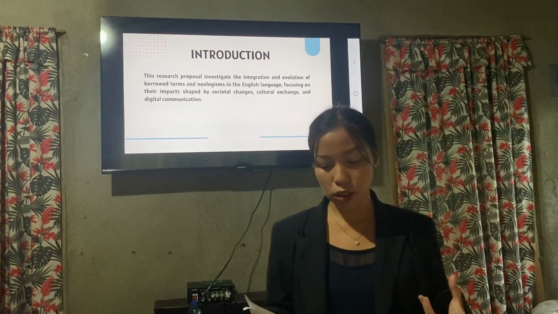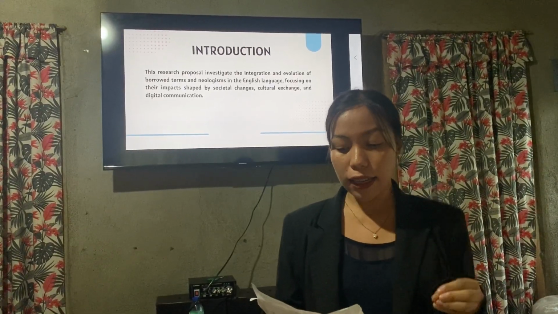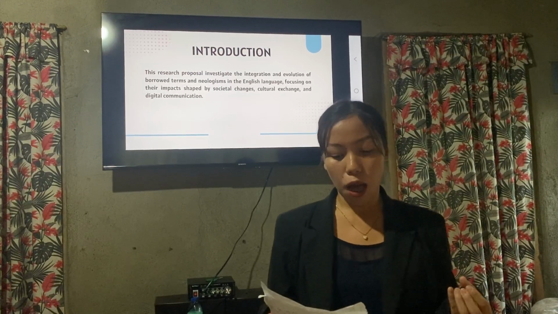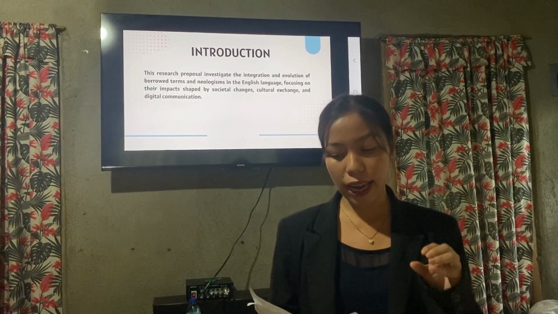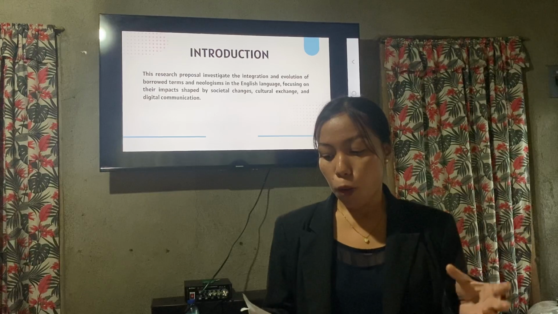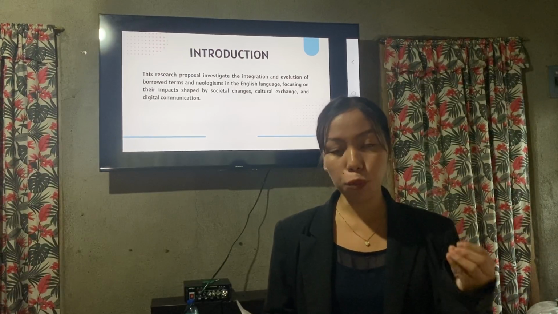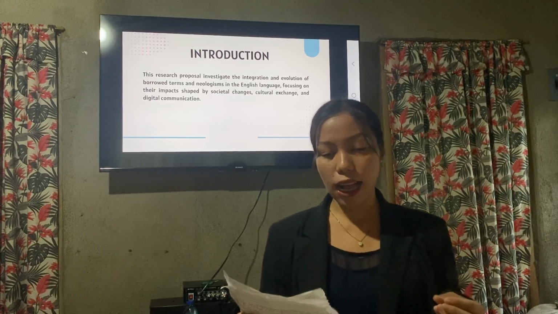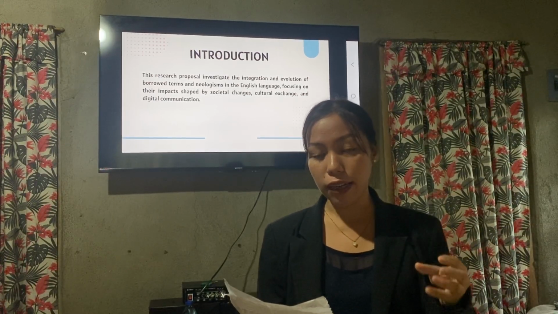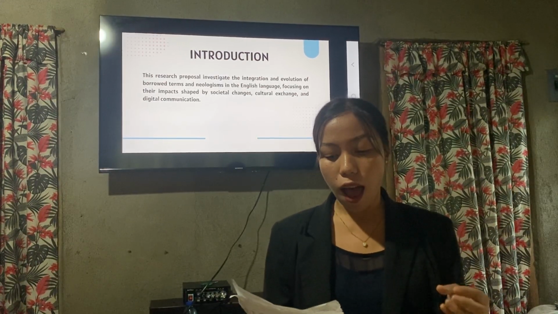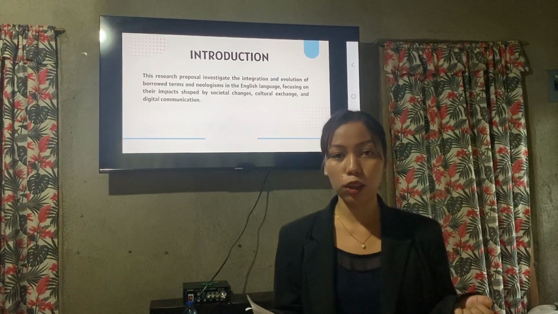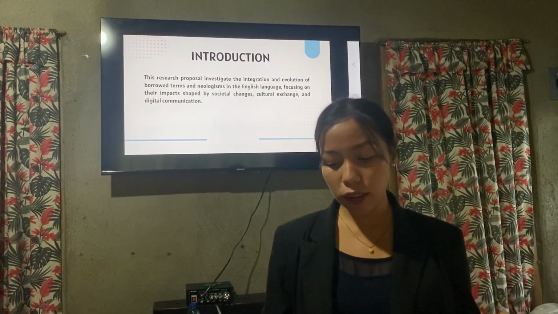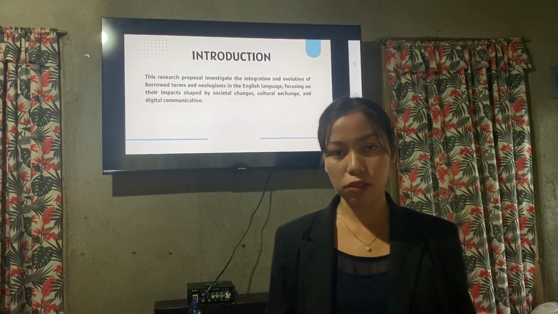So this focus on borrowed terms and neologisms. These are the primary subjects of the study. Borrowed terms refers to words taken from other languages, while neologisms are new words created within the language. Like the phrase emphasizes the study goal to understand how these linguistic elements affect the development of English over time. They suggest that language is not static and is influenced by various factors.